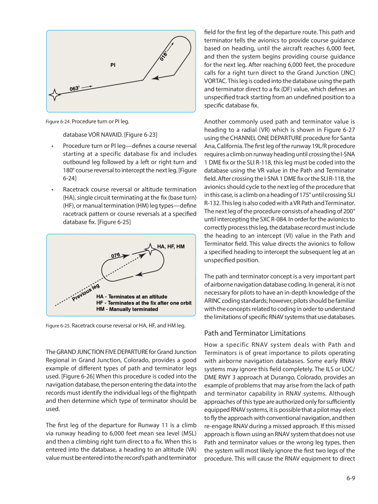The first leg of the departure for runway 11 is a climb via runway heading to 6,000 feet mean sea level, MSL, and then a climbing right turn direct to a fix. When this is entered into the database, a heading to an altitude, VA, value must be entered into the record's path and terminator field for the first leg of the departure route. This path and terminator tells the avionics to provide course guidance based on heading until the aircraft reaches 6,000 feet, and then the system begins providing course guidance for the next leg.